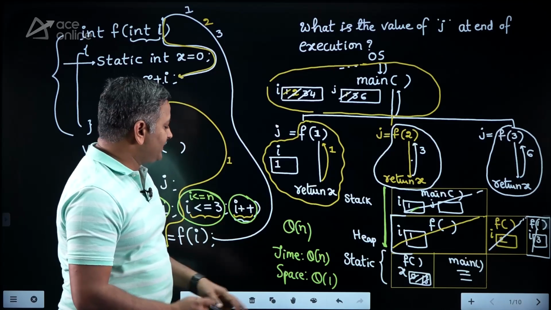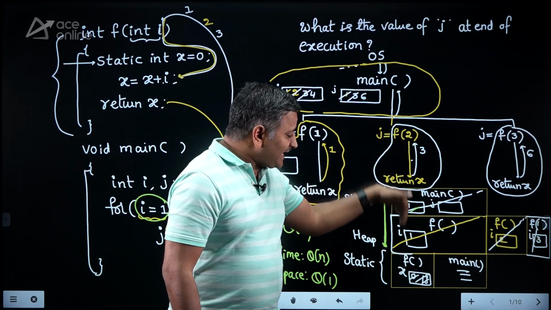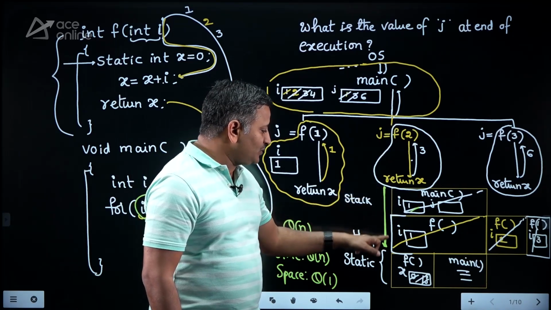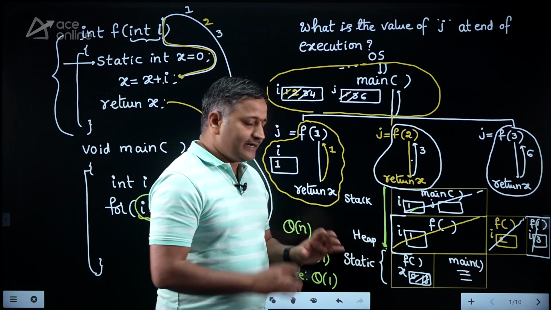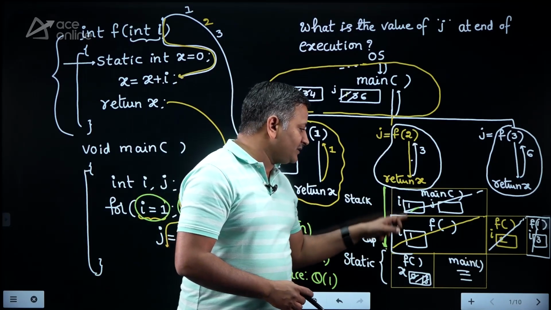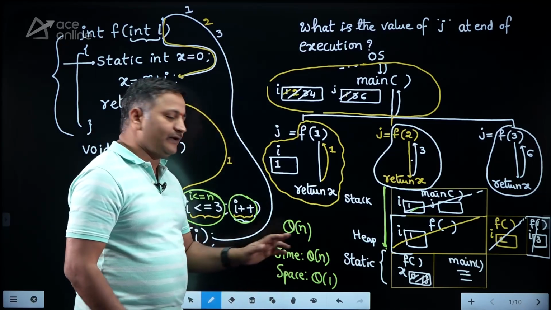Theta of 1. Repeating once again, space complexity depends on the maximum depth of the recursion stack. Depth here means it is growing a maximum of 2 activation records. At any point of time, if you take a snapshot, the maximum number of activation records in the stack is only 2. That is your space complexity, equal to theta of 1.